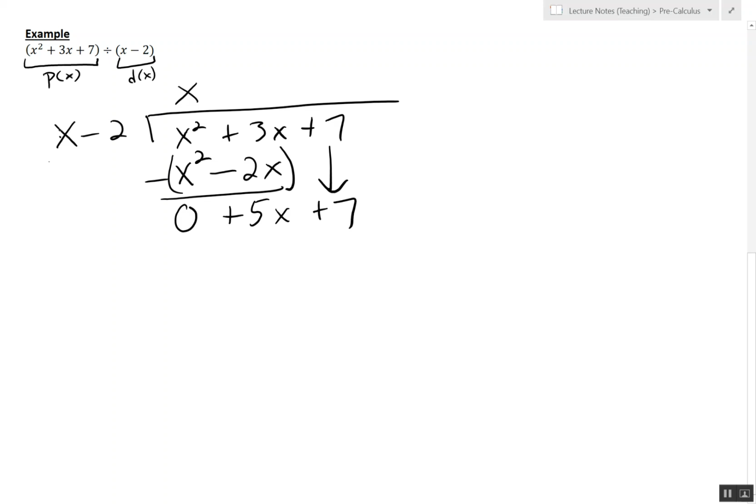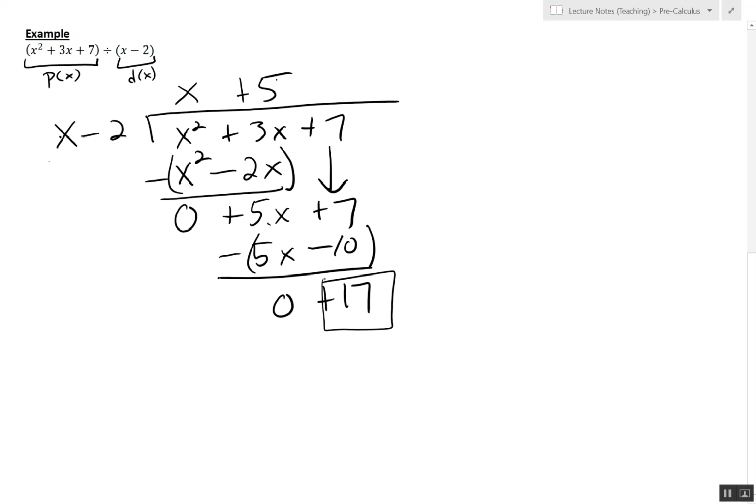And then we see, well, x goes into 5x plus 5 times. 5 times x is 5x. 5 times negative 2 is negative 10, and again we're going to subtract all that, and we're going to get 0 plus 17. And notice now that our remainder, 17, has no more x's in it, so we can't divide. So this is going to be my q of x, and this is going to be my r of x.